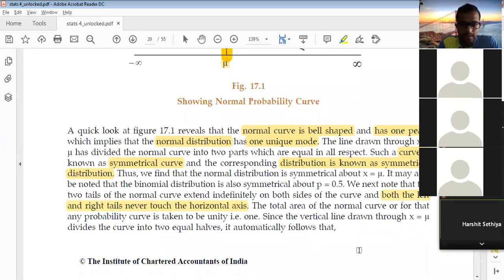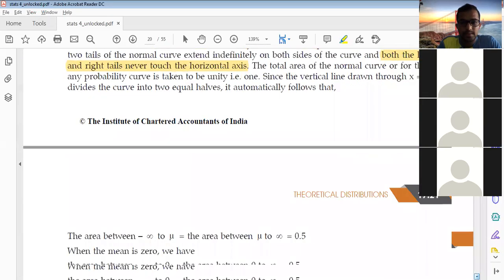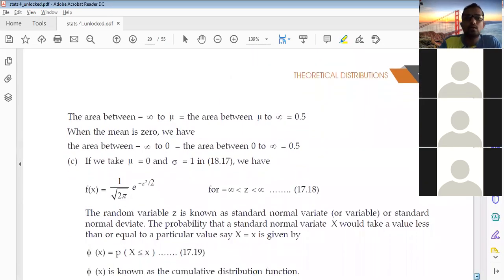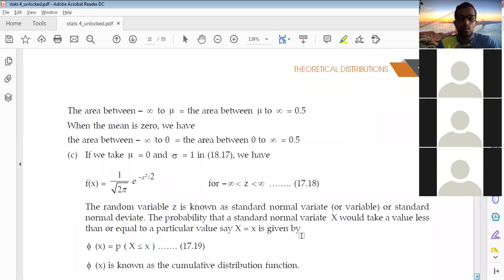So the curve is divided into two equal halves. Yes, we know that. Okay, now students, understand the equal halves of the diagram you have drawn. In the diagram you see minus infinity here, plus infinity here, and in the middle there was mu. Now we should know that the area under the curve, as you have studied in the first chapter, is always equal to unity, which means equal to 1.